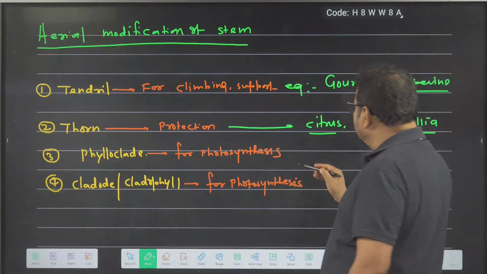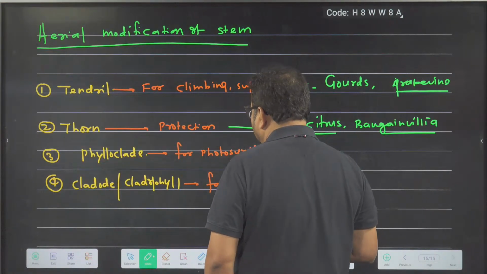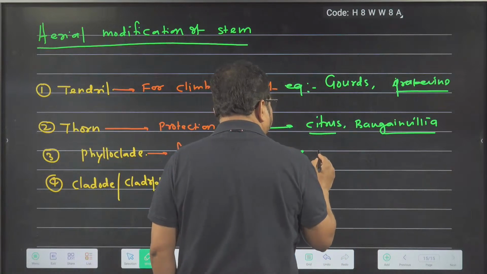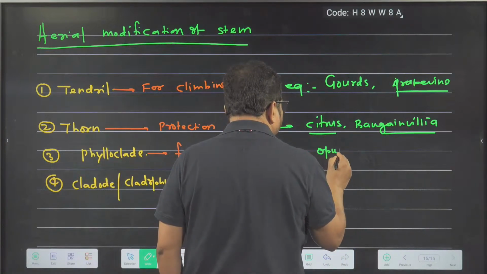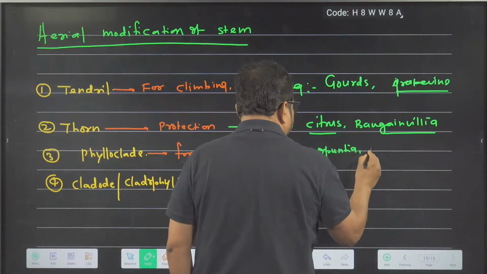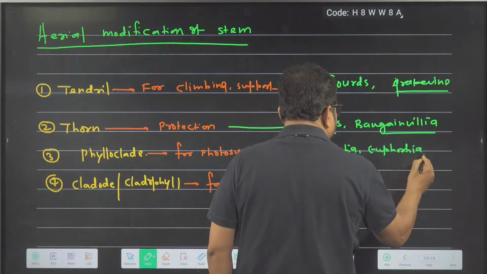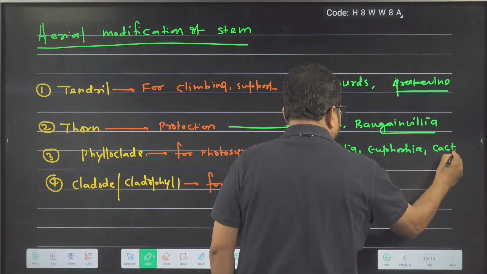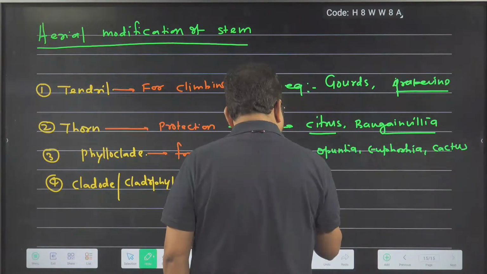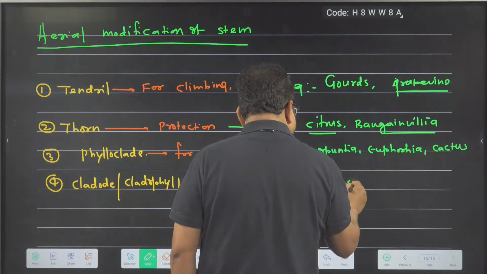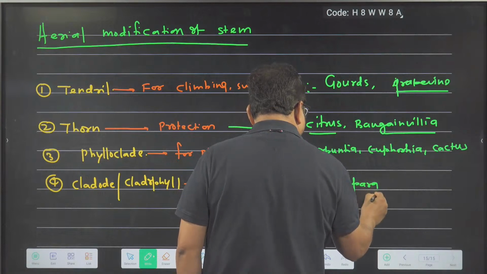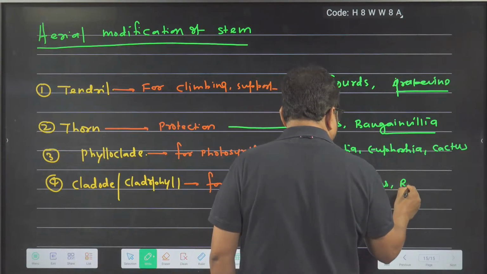Clear? Now, phylloclade is present in which ones? Opuntia, euphorbia, and cactus. Cladode and cladophyll are present in asparagus. Another example is ruscus.